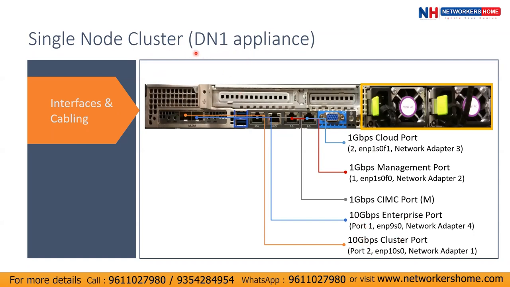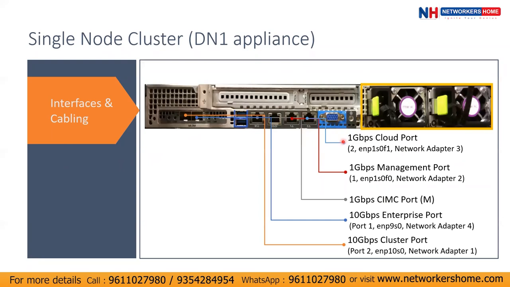So we have two versions, the DN1 appliance and the DN2 appliance. The DN2 appliance is a more improved version, I would say. The ASIC and other things are improved in DN2. Some of the port names are also changed, but the names cloud port, management port, and CIMC will remain the same. The specific enterprise names like ENP1S0F0 have changed between the DN1 and DN2 appliance, right? So we are talking about the DN1 appliance.